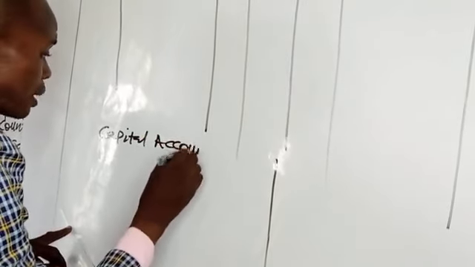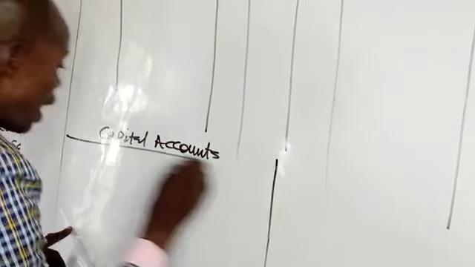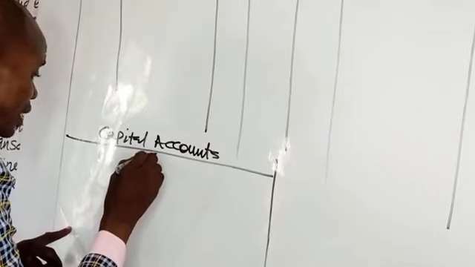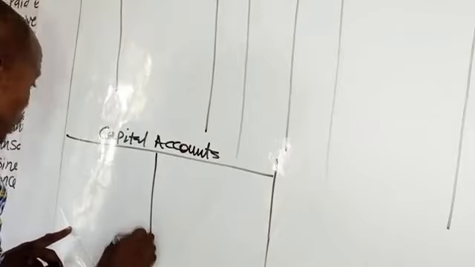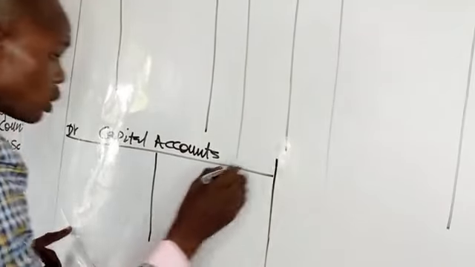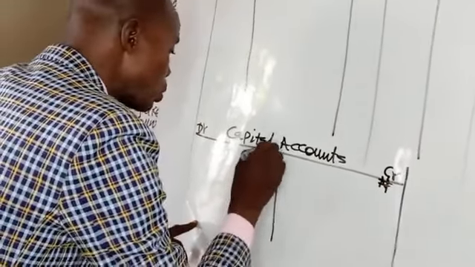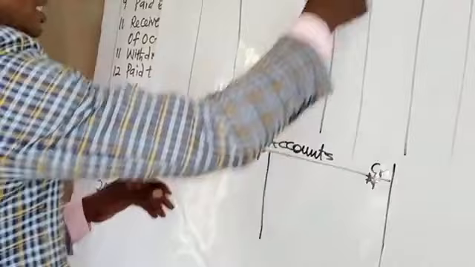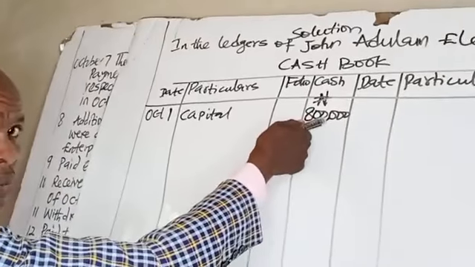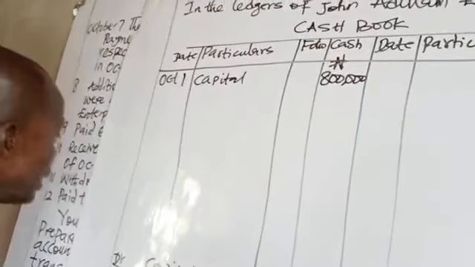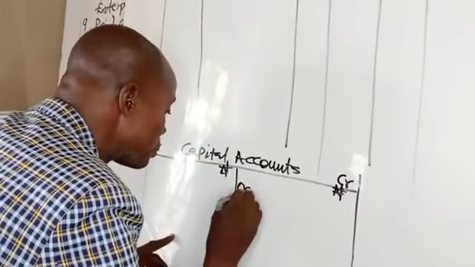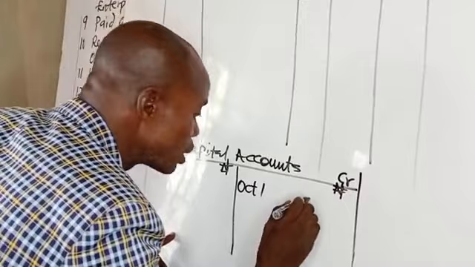Remember, in line with the principles of double entry, for every debit entry, there must be a corresponding credit entry. So in this case, capital gives out. So we are going to credit the capital account. Since the debit entry is in the cash account, the corresponding credit entry will be in the capital account. October 1st, 800,000 naira.